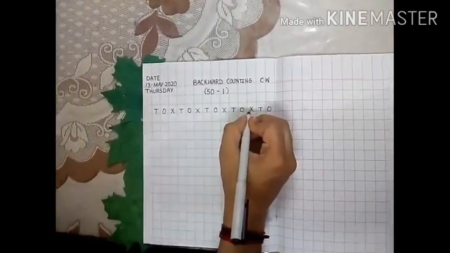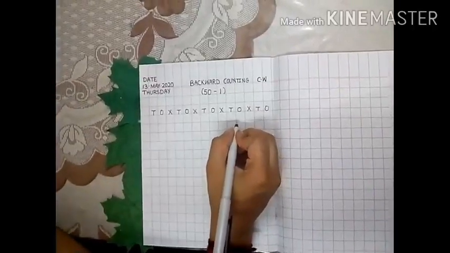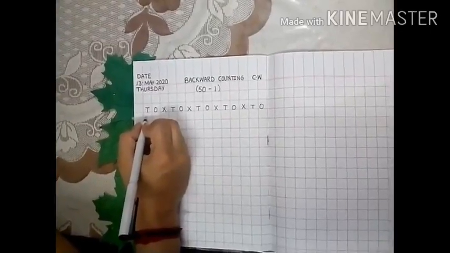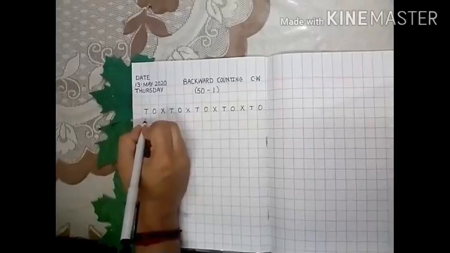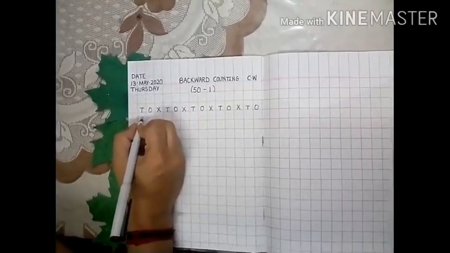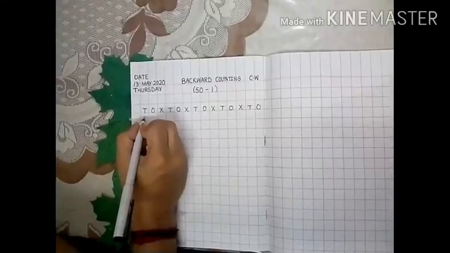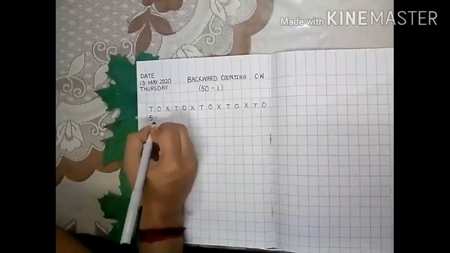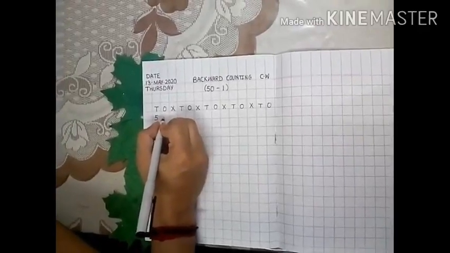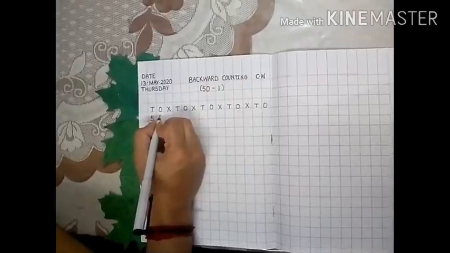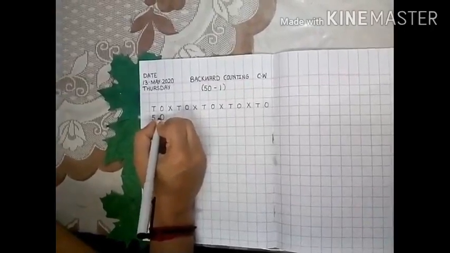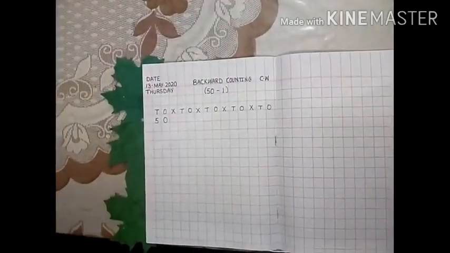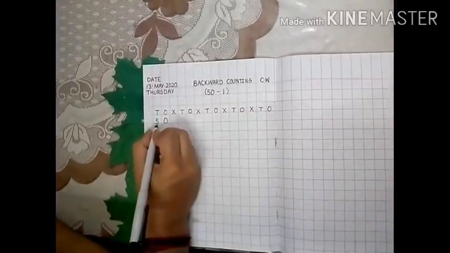Okay. So let's start the backward counting. Now in first column, from where you start the backward counting? From 50. So you have to write down in first column. In tens place you have to write down 5, and in ones place you have to write down 0. 50.